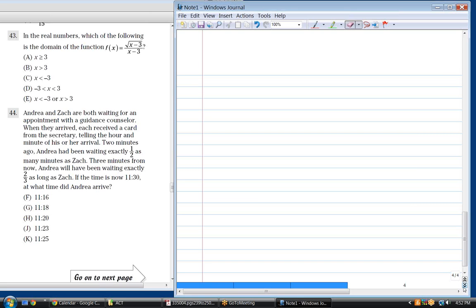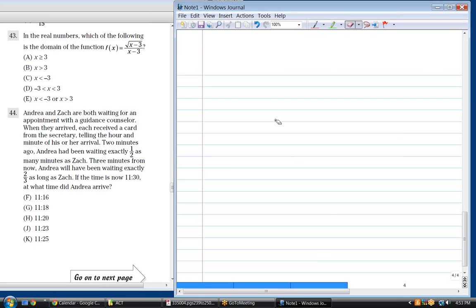No. So remember, domain is the allowable values for x. Oh. That's all domain means. So I was thinking B, then? Greater than 3? I think B is the correct answer. In other words, it cannot be 3, because that makes the denominator 0. And it has to be greater than 3 for the numerator not to be violated. Okay. So greater than 3 is the answer.